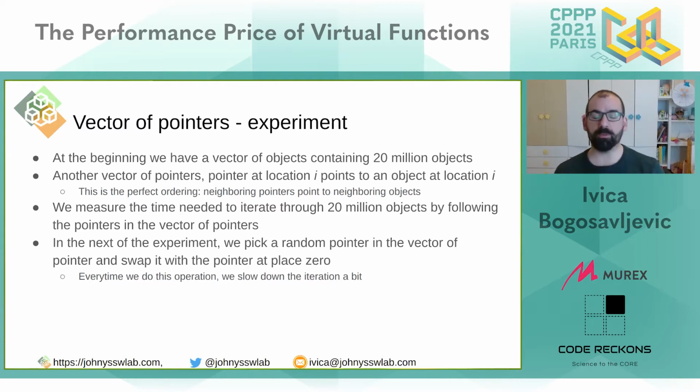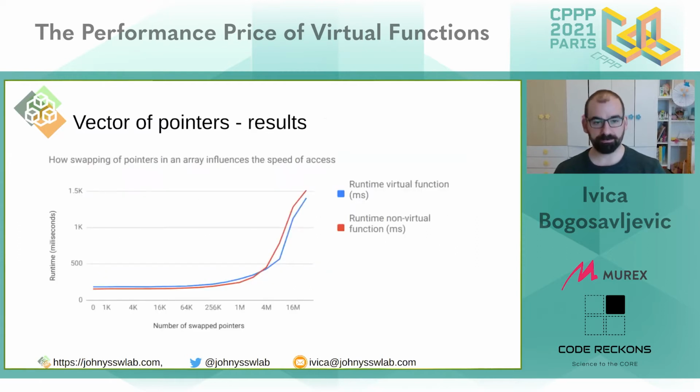So how do our performance numbers look now? Well, here it is. Remember, we have a vector of 20 million elements. There are two functions we measure: the runtime for a virtual function and the runtime for a non-virtual function. As far as runtime, you see that most of the time they're almost the same. There is some difference, but the difference in speed here doesn't come from the virtual dispatching mechanism. It comes from data cache misses, because neighboring pointers do not point to neighboring elements in memory.